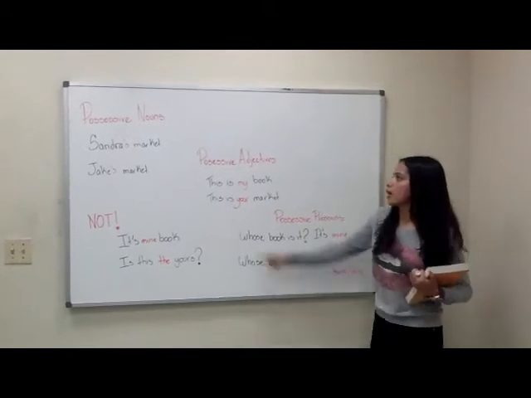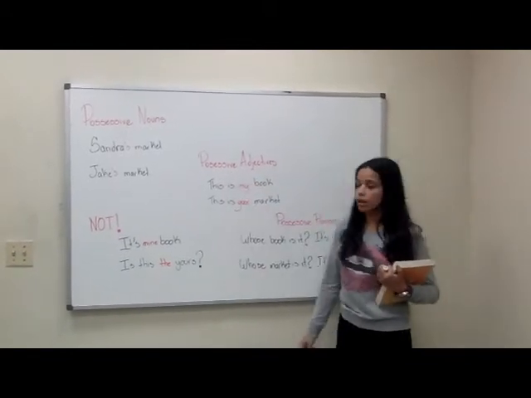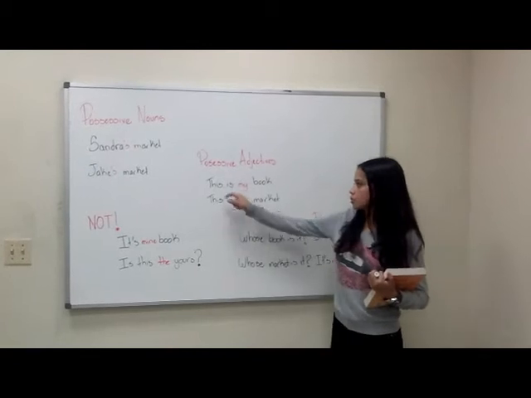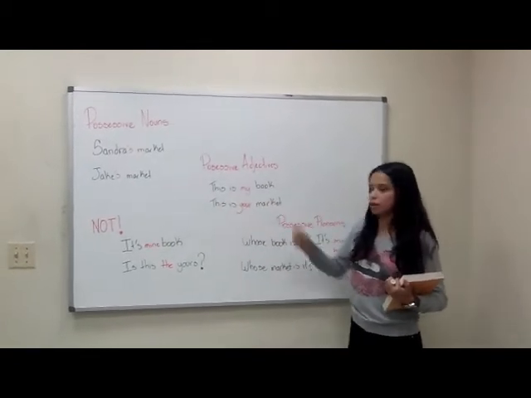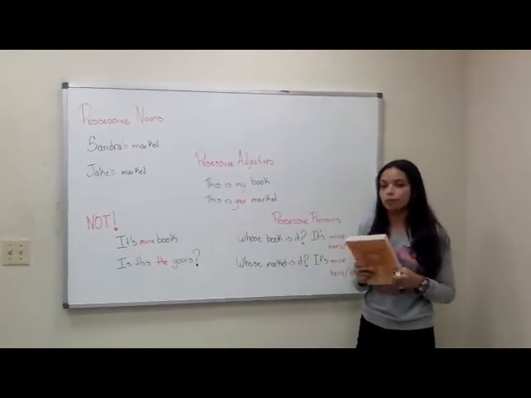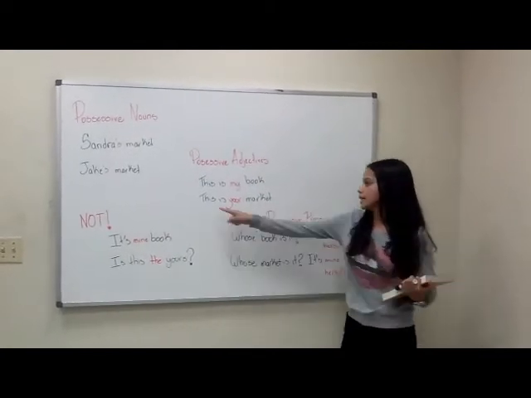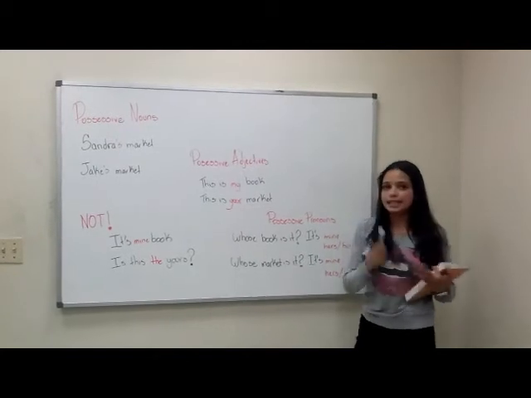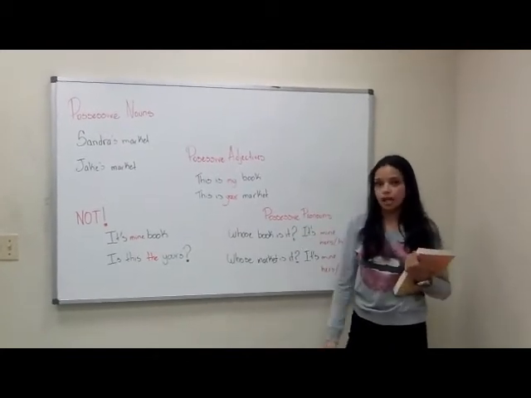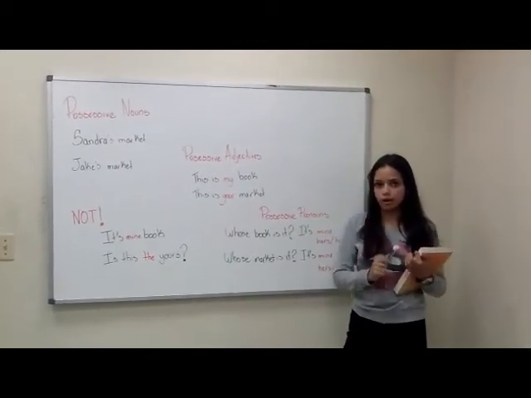The next topic is possessive adjectives. Let's read examples. First one. This is my book. I'm the owner of this book. The next one. This is your market. You're the owner of this market.